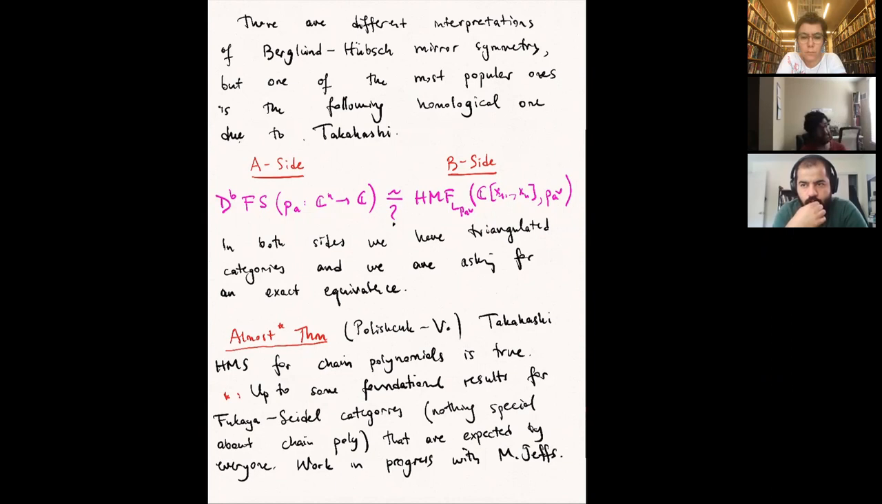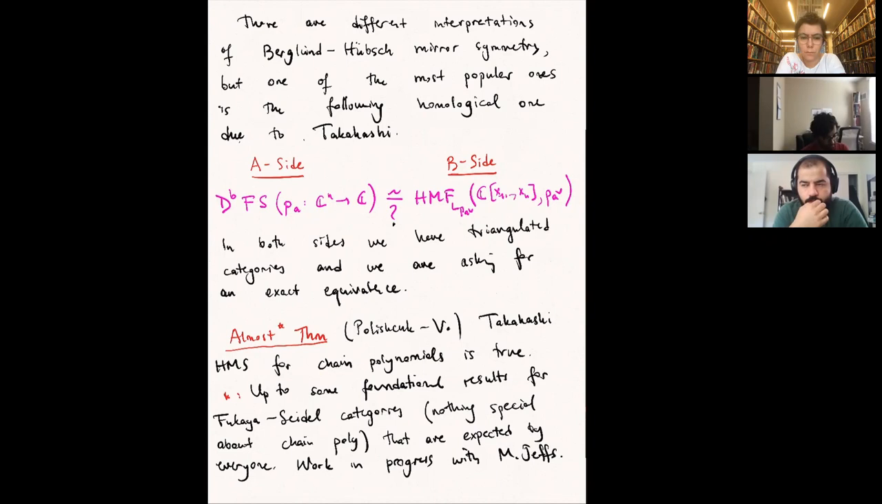It's not yet exactly a theorem because of some completely expected foundational results for the Fukaya-Seidel category on the A side. They're stated everywhere in the literature, but they're not really proved anywhere. So we also have to include proofs of these results. Recently, Maxim Jeffs joined us to take a role in this part of the project. So it will probably, in the end, be a joint project between me, Polishchuk, and Maxim Jeffs.